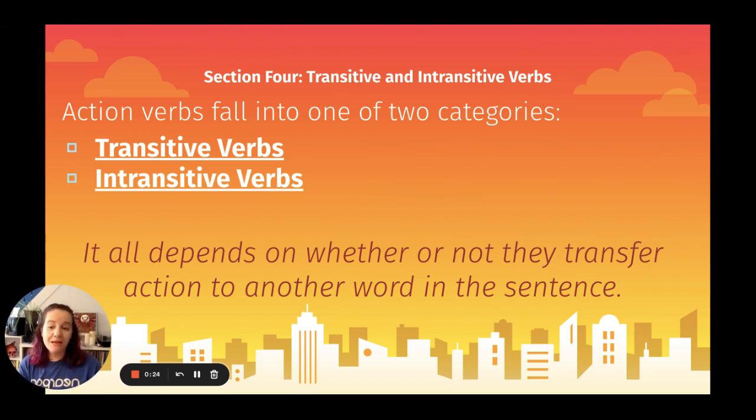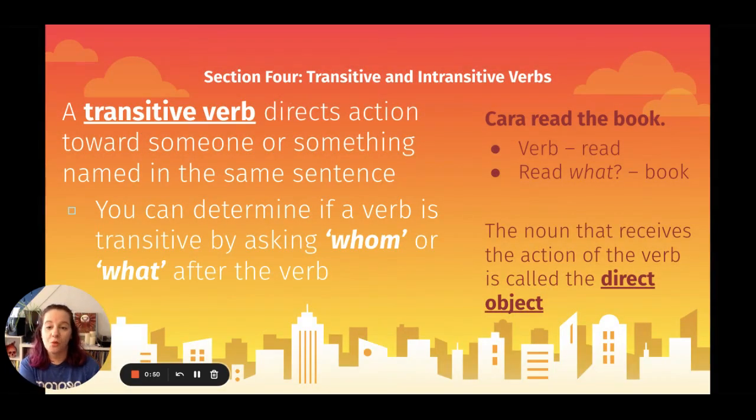So we can separate that down a little bit further into one of two categories for action verbs. The first category is transitive verbs, and the other category is intransitive verbs. And it all depends on whether or not they're transferring action to another word in the sentence. And that sounds a little bit confusing until we put it into the context of some different sentences. So let's take a look at how transitive action verbs actually will work.